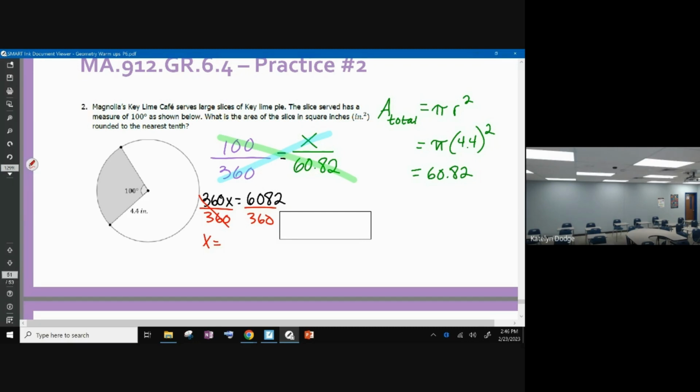And I get 16.89. I work on my reading skills: round to the nearest tenth. So I'm going to round this to 16.9 inches squared because, again, I was finding the piece of an area, so I need to make sure I'm using the correct units. So the area of the piece is 16.9 inches squared, final answer.